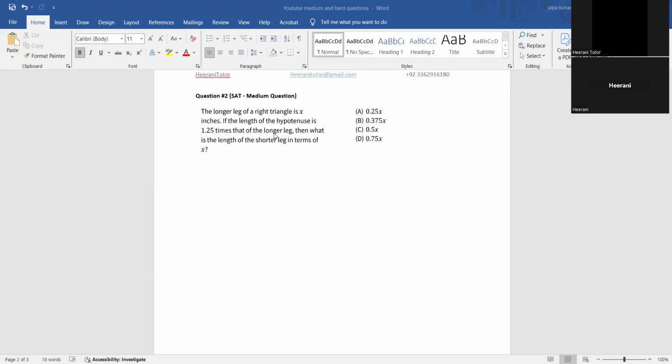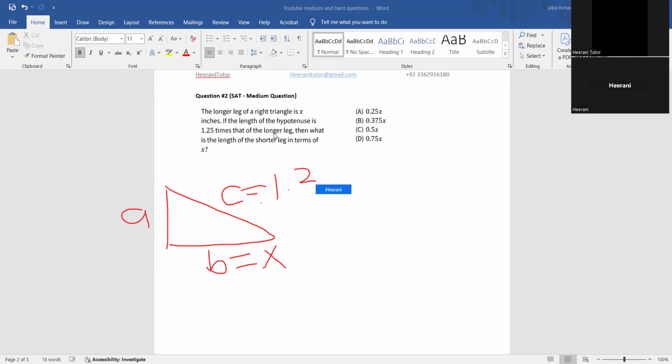Let's say, again this is the right angle triangle. So we know that it's A, B, and C. Longer leg means either A or B. Let's just say that they are talking about the longer leg, which is, let's say, B in our case, because that looks longer. Let's say it is A, X. If the length of the hypotenuse, that is C, is 1.25 times the longer leg, and we name the longer leg as X.